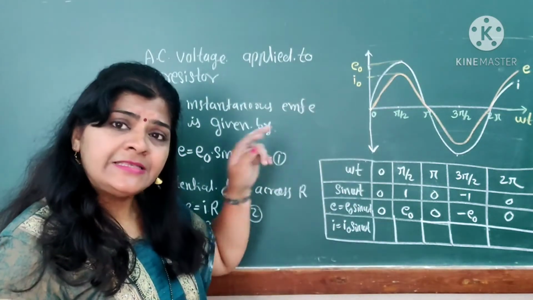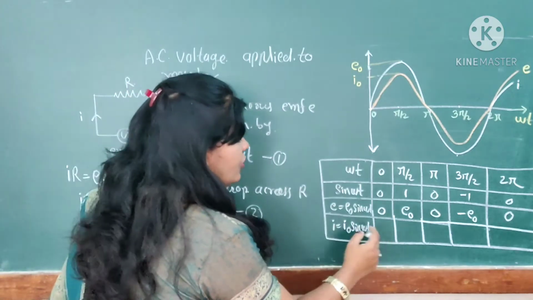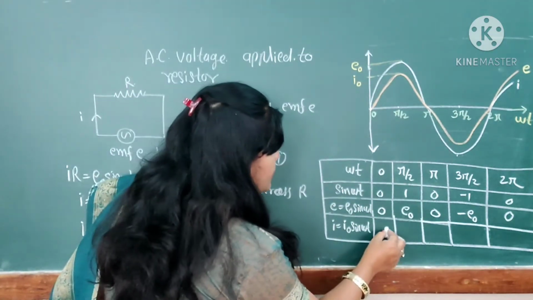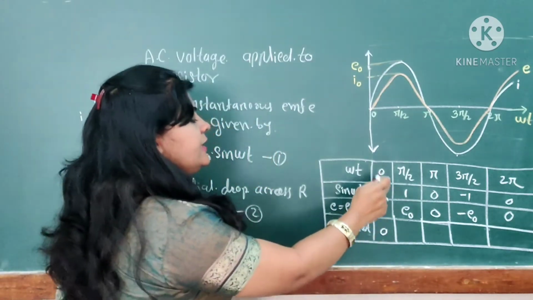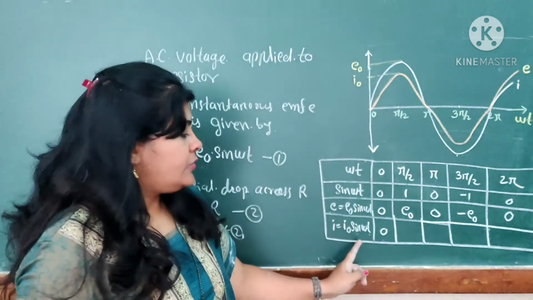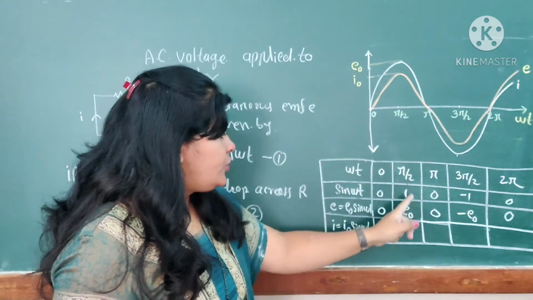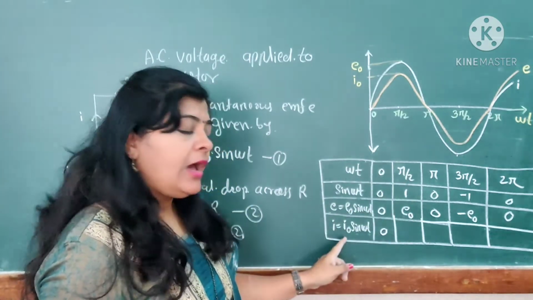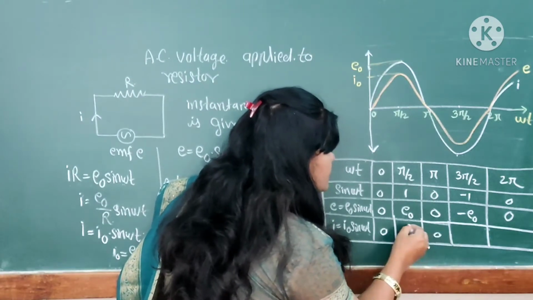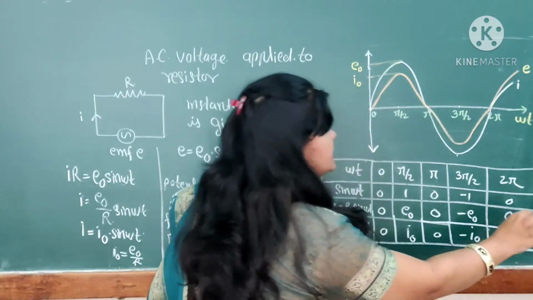Same for the current, again the same sine function is there. We already calculated the sine values. Only instead of E naught we write the I naught value. Again, if I substitute sin omega t is 0, multiplication by I naught gives 0. Sin pi by 2 gives 1, and 1 into I naught gives the I naught value. Again 0, then this will be the minus I naught value, and again this will give 0.